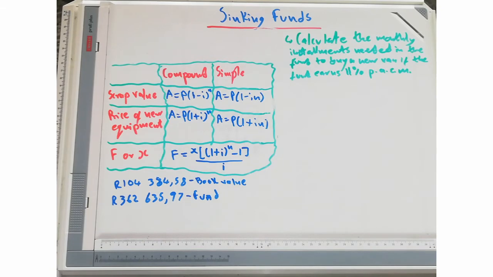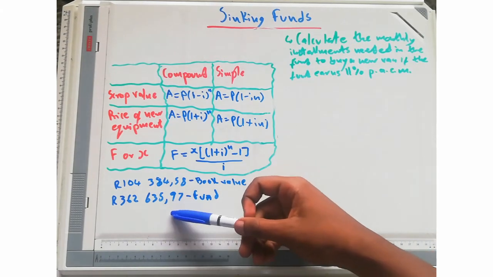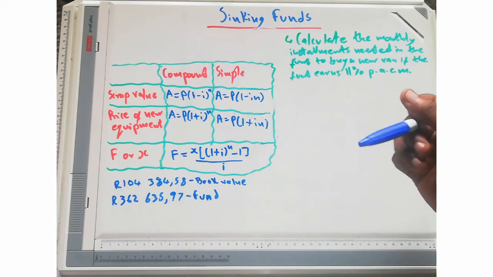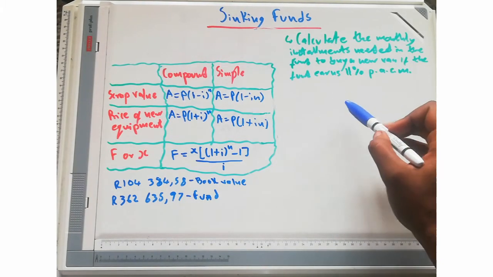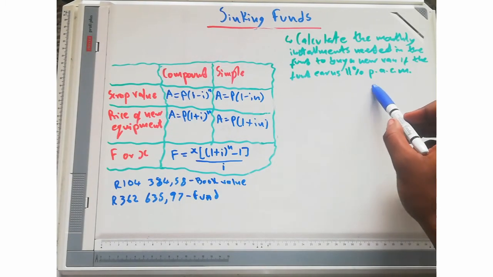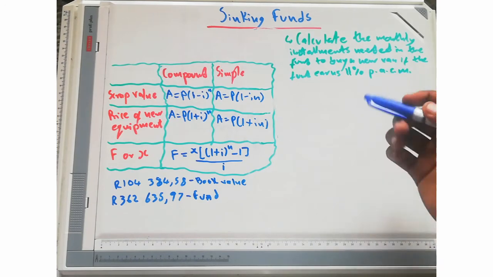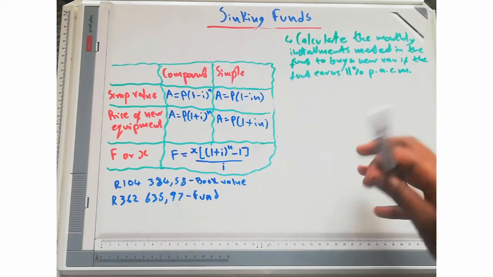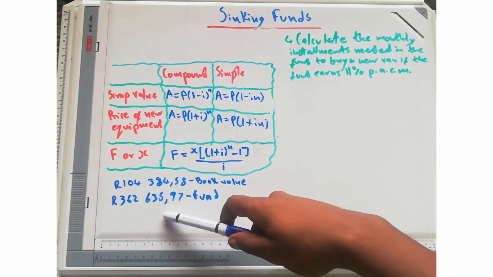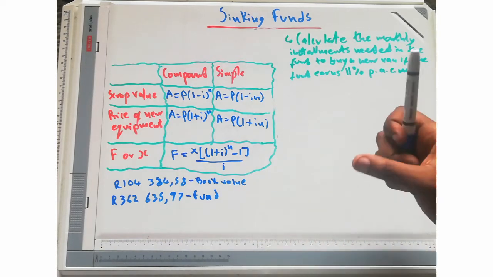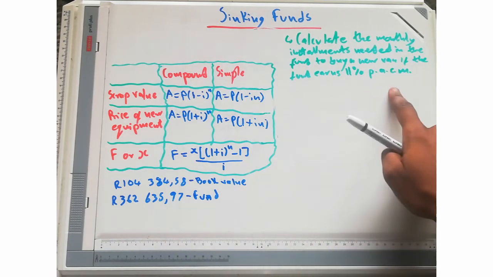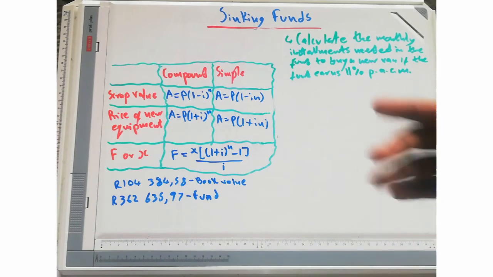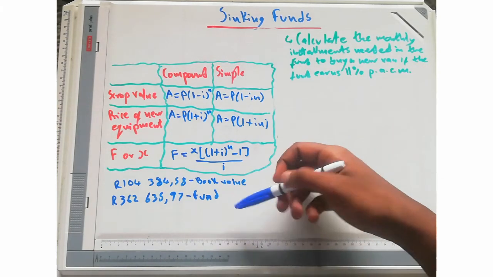So let's look at the other question. The follow-up question says, calculate the monthly installment needed so that the fund can reach this amount and we can be able to buy a new van if the fund earns 11% interest per annum compounded monthly. So what do they mean? They mean that for us to have this amount that we calculated in the previous question in our fund, and we are earning this interest, how much do we have to pay monthly so that we reach this amount?